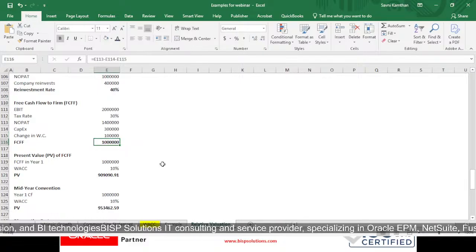So FCFF is the core input in DCF valuation. It's the real cash that businesses produce and can use to repay loans, distribute profits or reinvest, right? So the more FCFF, the more value.